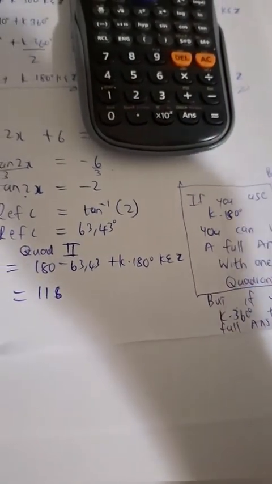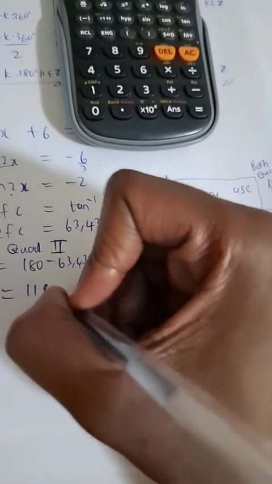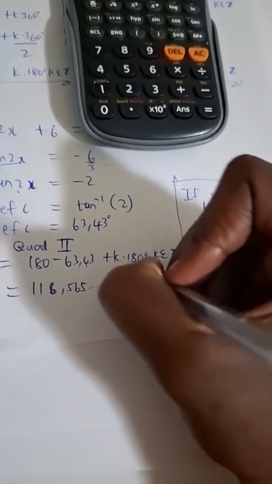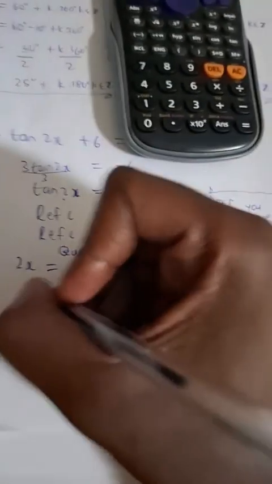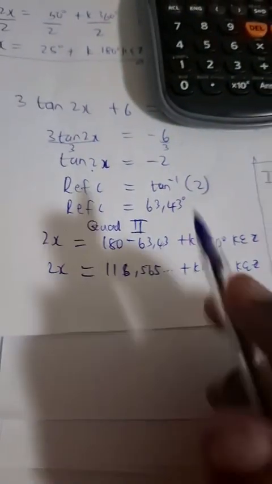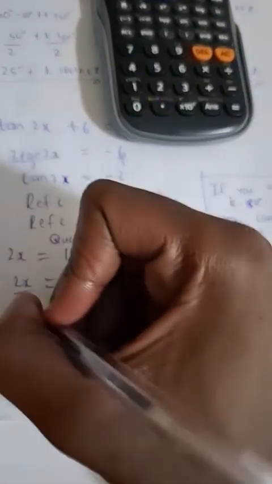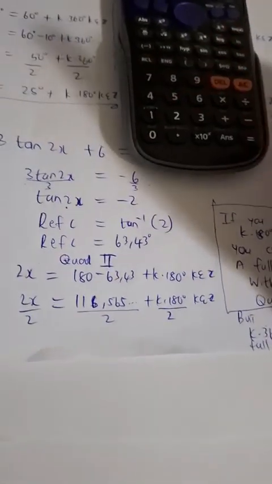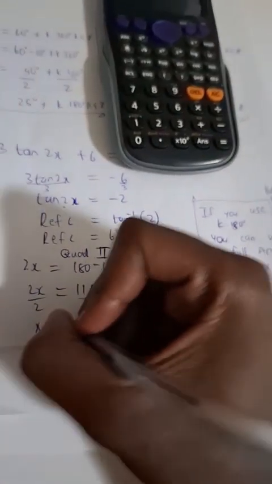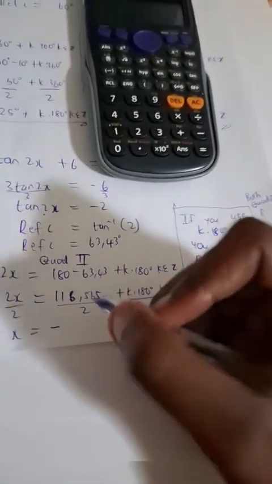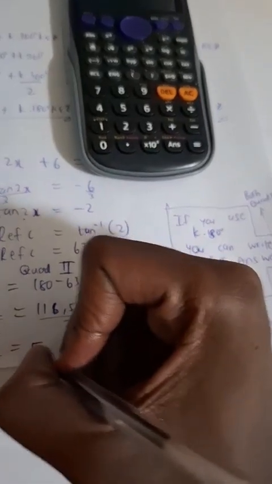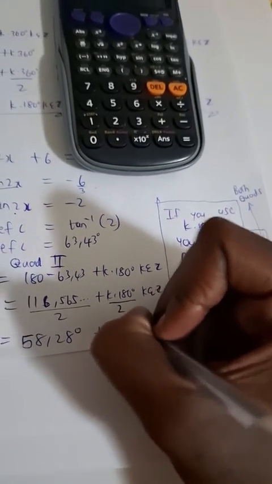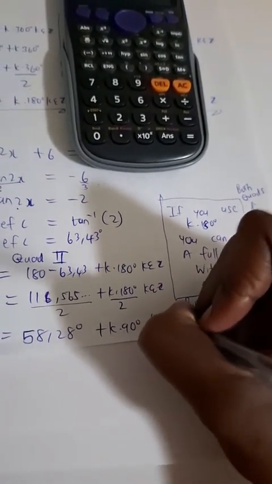You still need to divide that by 2. Okay, I'm just going to write the entire thing: 216,565 plus k 180 degrees, where k is an element of integers. Then we divide everything by 2. Because we only round off at the end, when you divide everything by 2, the final answer is 58,28 degrees plus k 90 degrees, where k is an element of integers.